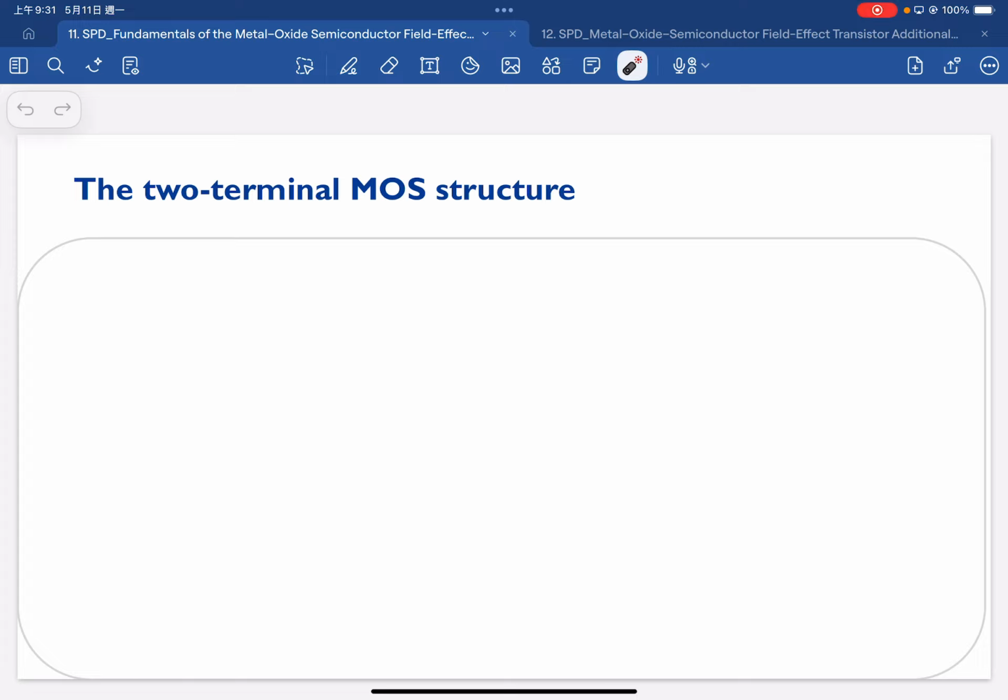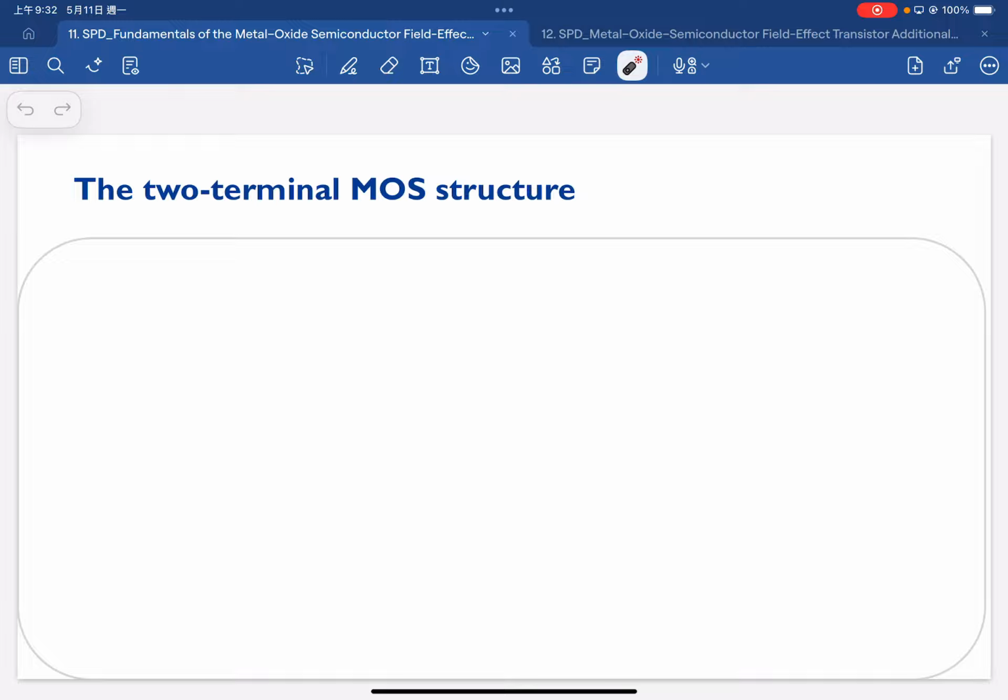Okay, good morning everyone. So we will continue to focus on the fundamentals of the metal oxide semiconductor field effect transistor. Today we will start to talk more about this MOS transistor. Last week we briefly discussed the MOS structure under the positive and negative bias, and now we can also use the band diagram to analyze the cases under different bias conditions.